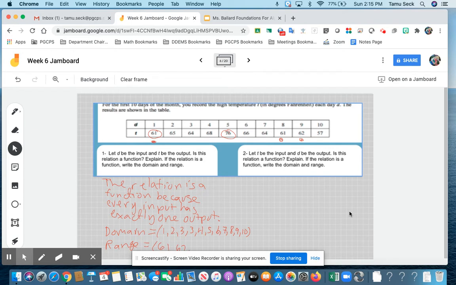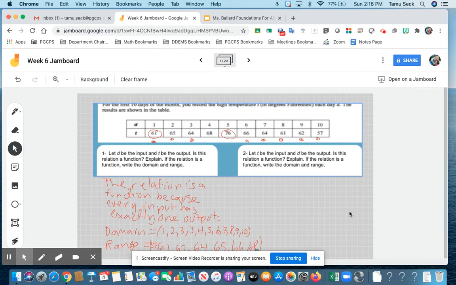Then the next number is 64, but 64 repeats. Oh, the smallest number is 57. The smallest number is not 61. Now the next number is 65, then 66, and finally 68.